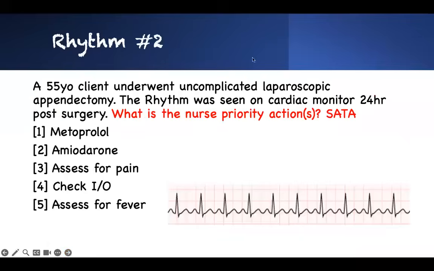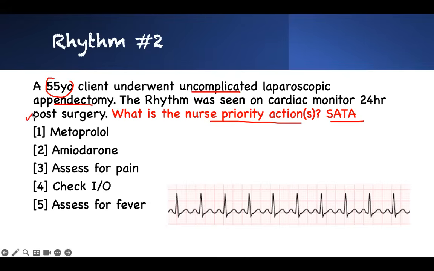Now, we have another patient. What is the situation? The same thing. Select or apply. You choose those that you're confident about. If you know it, choose it so that you don't lose the point for these questions. What is the next priority action or actions? Okay, what is the issue? A 50-year-old client underwent an uncomplicated laparoscopic appendectomy. The rhythm was seen on the cardiac monitor 24 hours post-surgery.